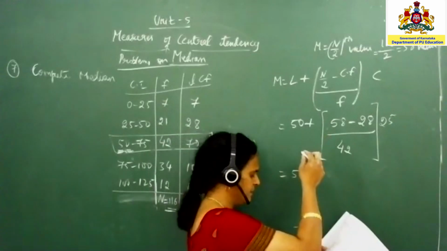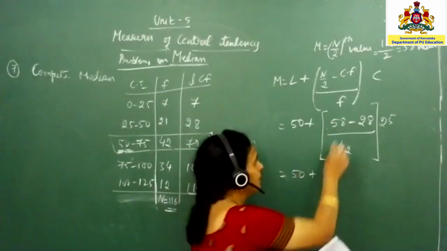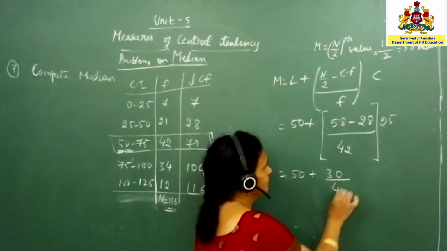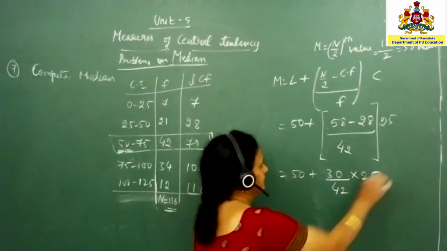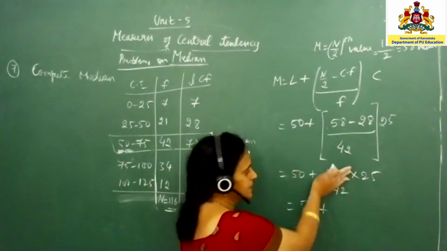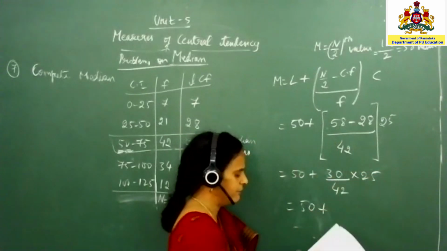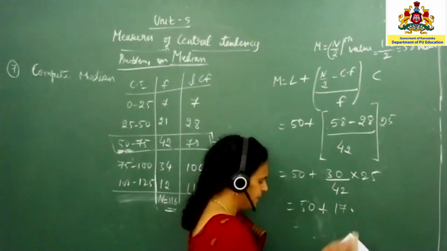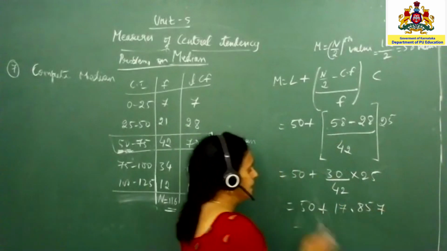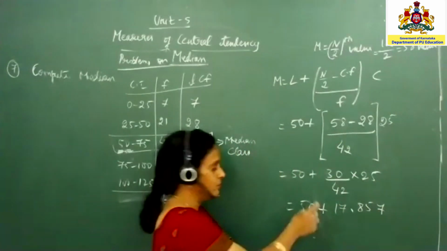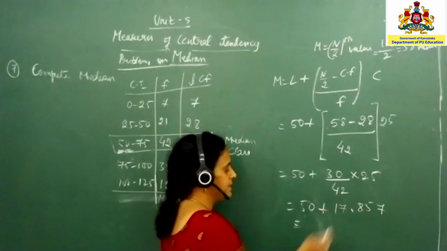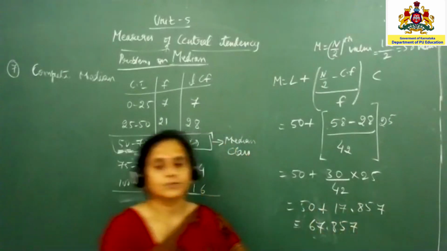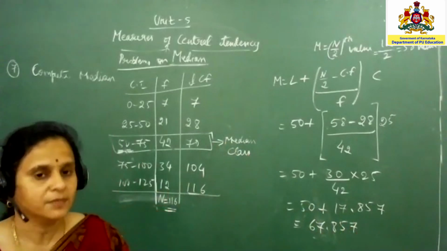So if I simplify, this is 28 and 58, this is 30 divided by 42 into 25. Again, keep the 50 as it is. I'll simplify this 30 by 42 into 25 in one stretch, and I'll be getting 17.857. Now I'll take up this L value, 50. So 50 plus 17.857 gives 67.857. This is the final answer for the median.